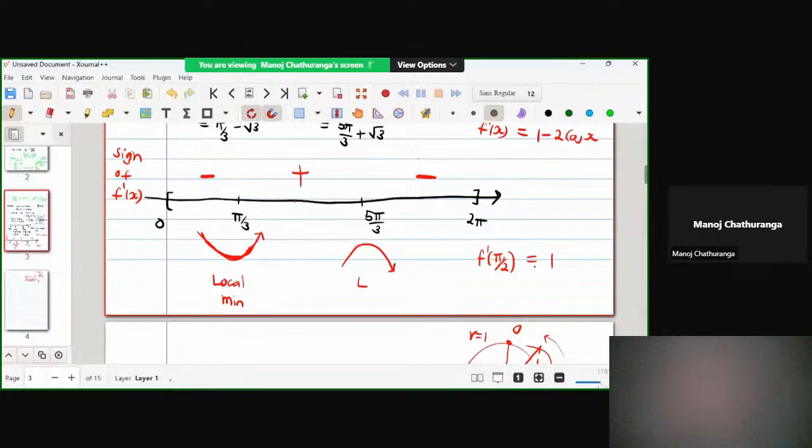This is a local maximum. And before this point, the derivative is decreasing. So the derivative is kind of decreasing. So at 2 pi, we must have a local minimum. And again, at this point, the derivative looks like this. So this must be a local maximum.